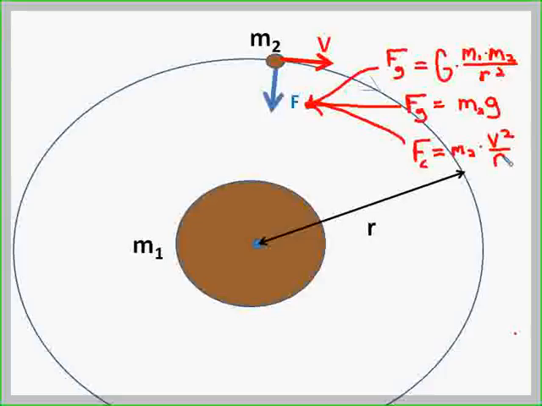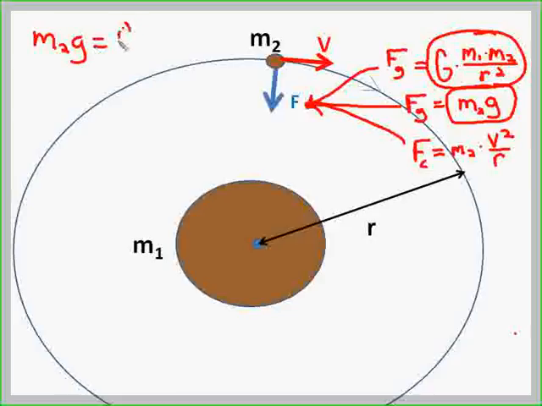Depending on what the givens are, you can set any 2 right-hand sides equal to each other. For example, if I set this formula here and this formula here equal to each other, I get m2g equals big G, 6.67 times 10 to the negative 11 Newton meter squared over kilogram squared, times m1 times m2 all over r squared.